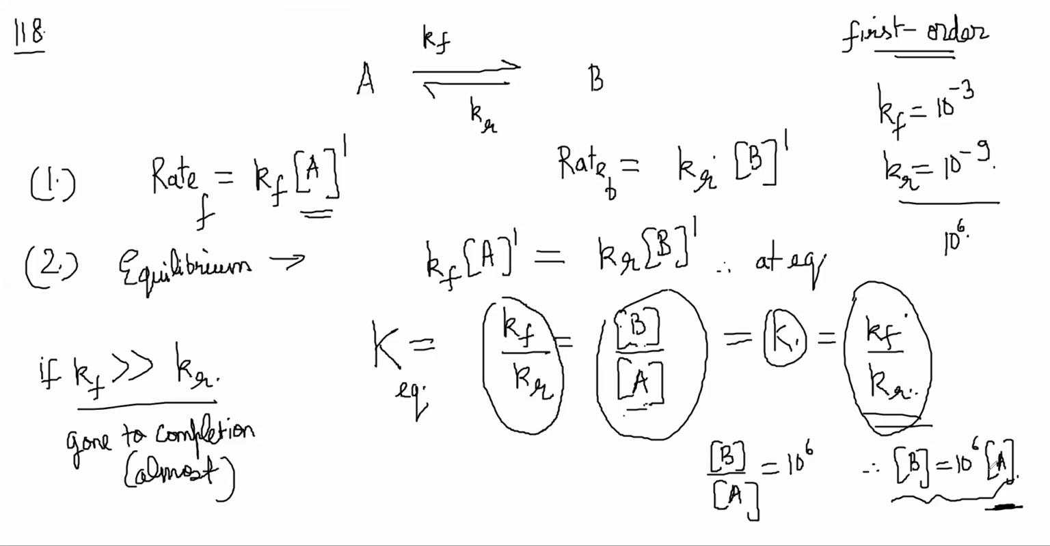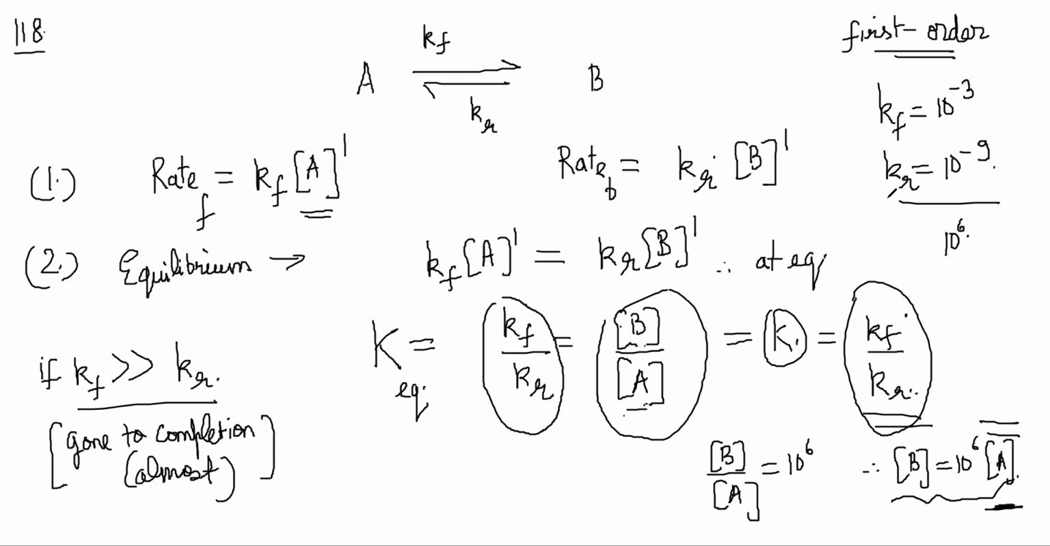Actually, the reaction is still in equilibrium, but the problem is that you just cannot see A. It's too little. So that is what we say when the reaction has gone to completion. Almost 100% has happened, because we are failing to detect the A.